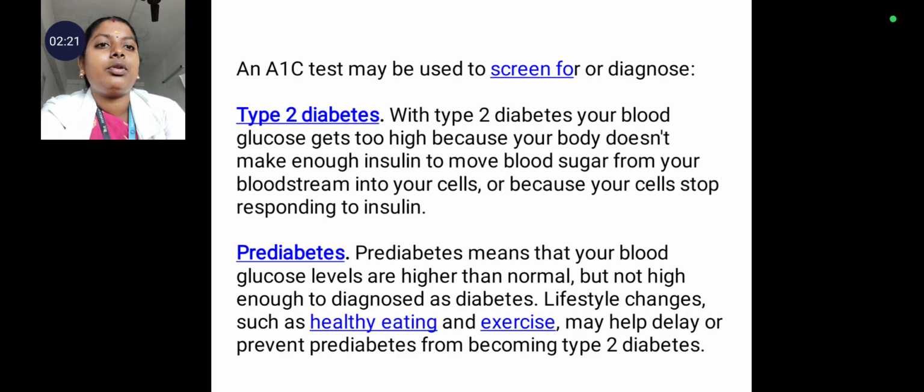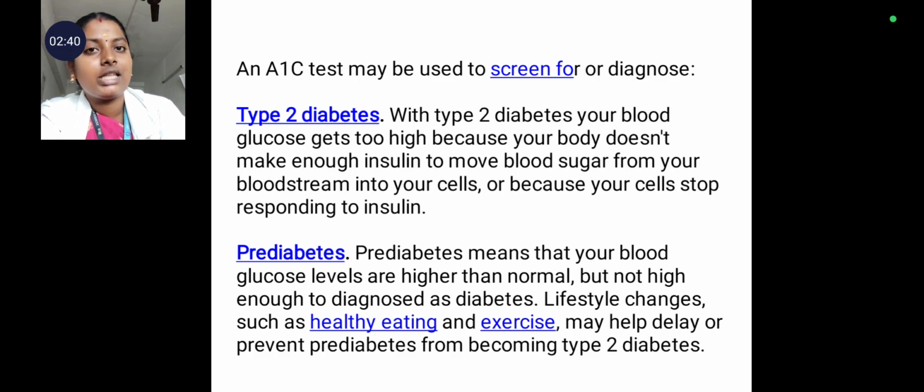With type 2 diabetes, our blood glucose gets too high because our body does not make enough insulin to move blood sugar, because this is the insulin independent type. So it does not avail insulin function to move the blood sugar from the bloodstream into our cells. Our cells stop responding to insulin.